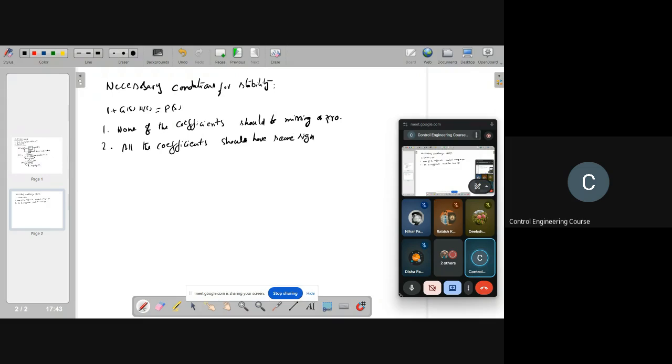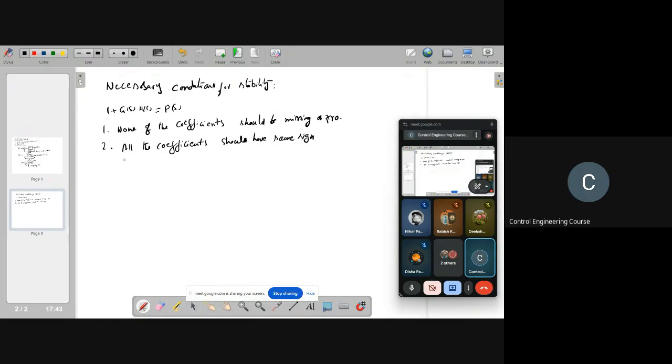That means if you are given a system, for example, the characteristic equation should have no missing terms, and all the coefficients should be of the same sign. So if any of these conditions fails, you can directly say that the system is unstable.